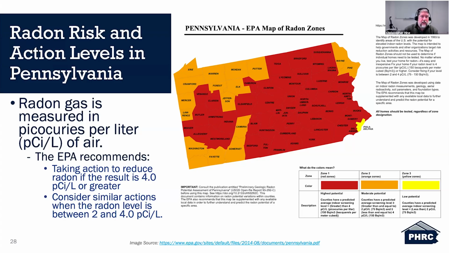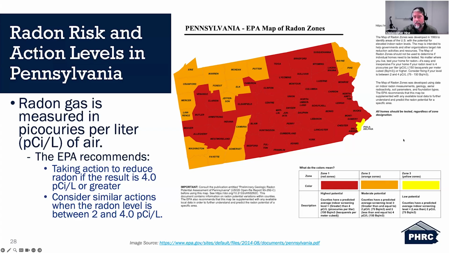So jumping over quick to our text here on the left-hand side, radon gas is measured in picocuries per liter of air. The EPA recommends that you take action immediately to reduce the radon if the results come back from testing at 4 picocuries per liter or greater. Consider similar actions when radon level is between 2 and 4 picocuries per liter of air.